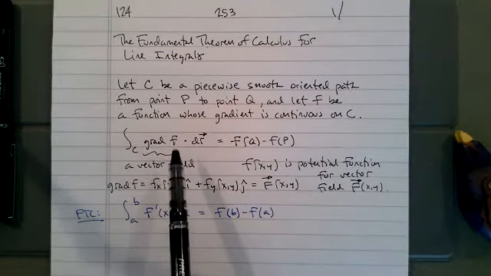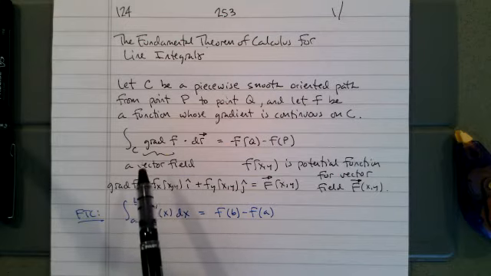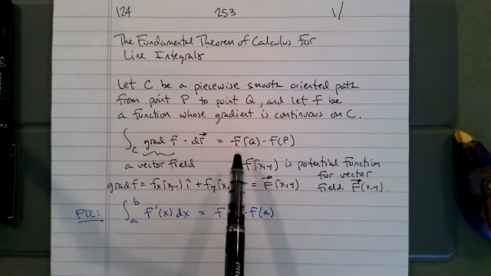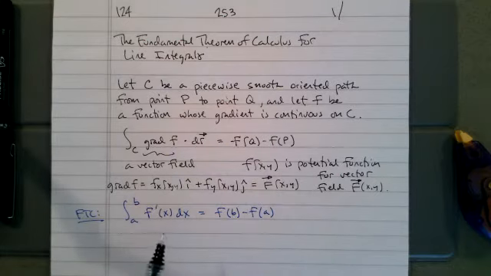So when we have a gradient field as our vector field, then we can just evaluate the potential function at the endpoints. This is very similar to our fundamental theorem of calculus, where if we integrate from a to b a derivative, we just evaluate the function at the endpoints. Any questions?